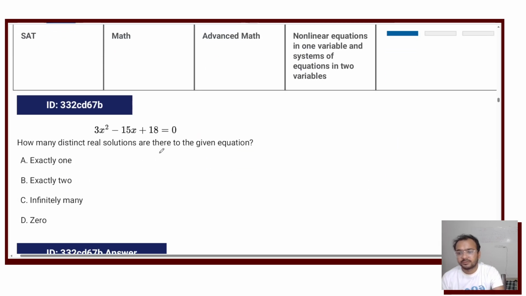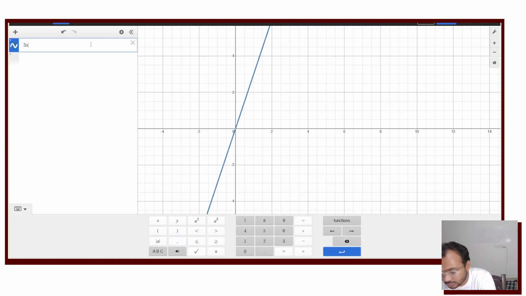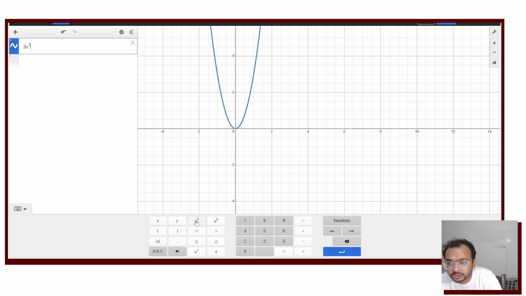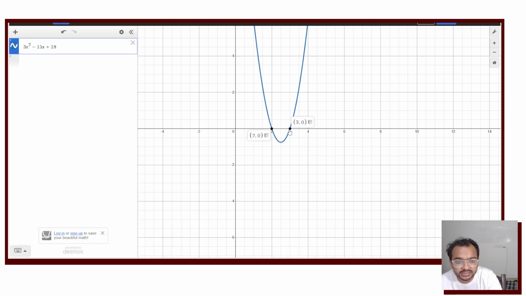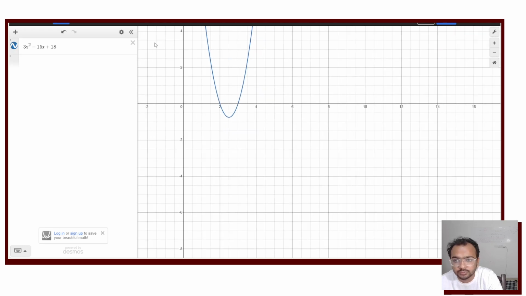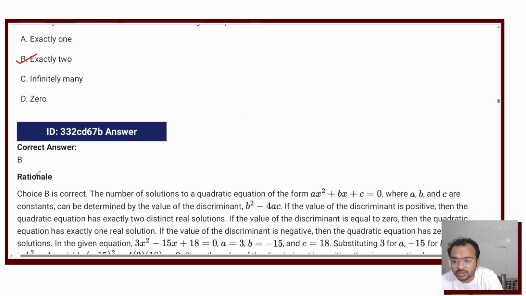So the next problem that we have is 3x squared minus 15x plus 18 is equal to 0. How many distinct real solutions are there? So again, let's simply move to Desmos. So you have 3x squared minus 15x plus 18, and you can see this parabola is intersecting the x-axis at 2 distinct points. So we have 2 solutions in this case. So exactly 2 will be correct.